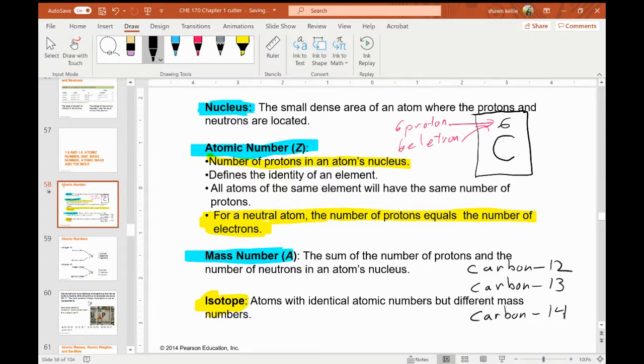Ba-dum-bum! Gets all the dates. Carbon-14. Make sure you try the salad bar. I'll be here all week. All right.